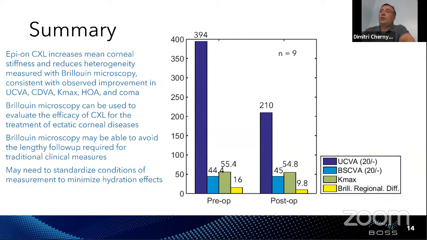So it was interesting to see that the regional difference has been reduced by almost a factor of 2, whereas the Kmax values, which is the gold standard indicator of the change, have not really changed substantially as a result of the procedure. So again, this is just a snippet of data. And as I said, there's more data to come as we explore other indications, particularly refractive surgery and other ones.